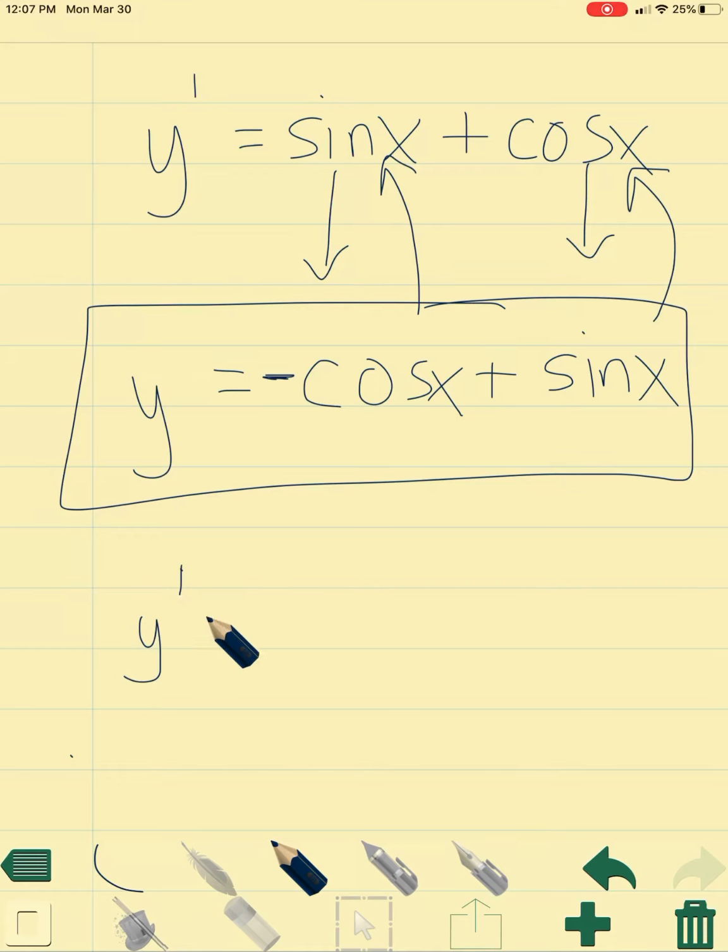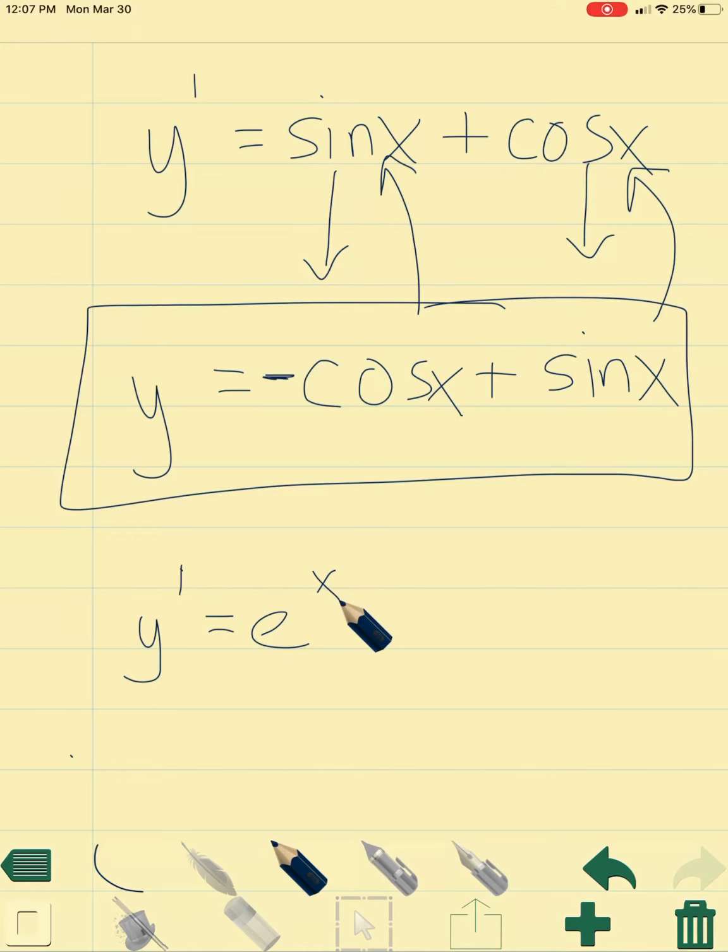I did mention a couple things. If I know that y prime is equal to e to the x, well then y is also equal to e to the x, but don't forget that plus c. I did forget it up here as well. So don't forget the plus c because there is always a constant, whether it's 0 or not.